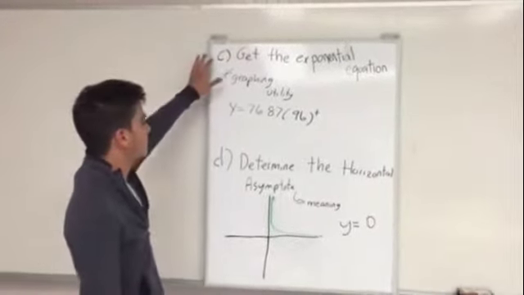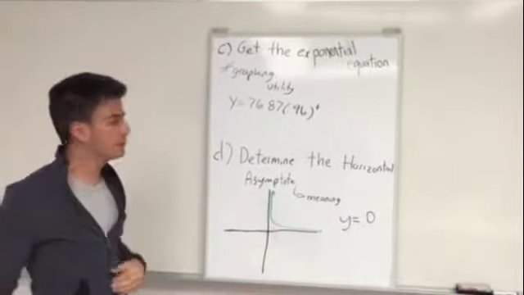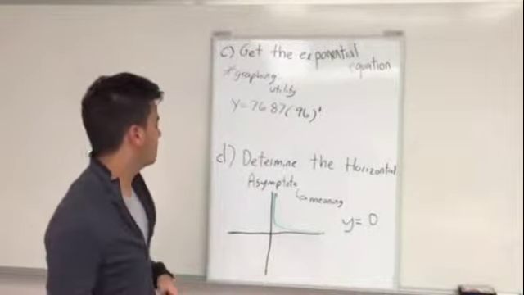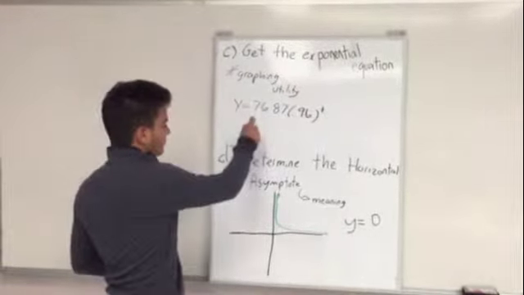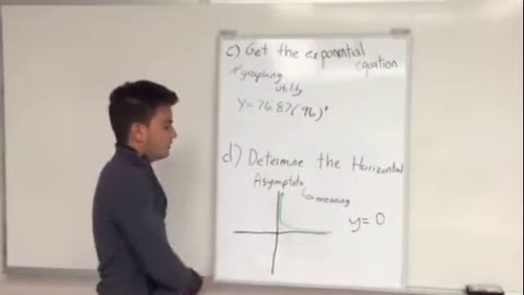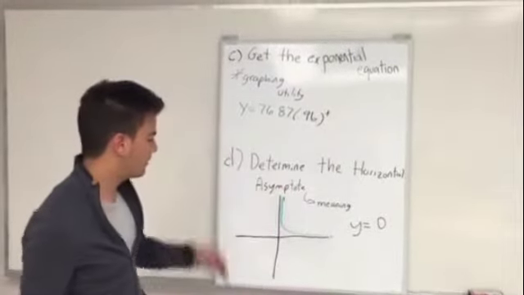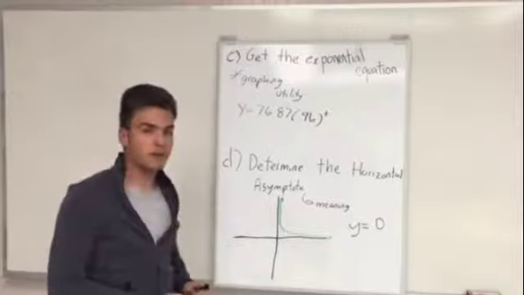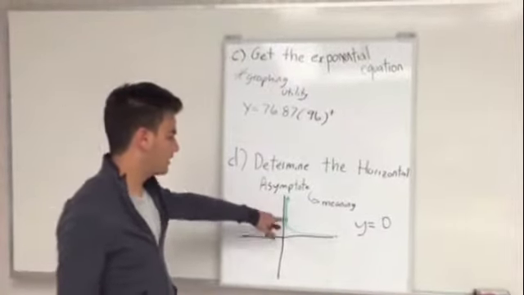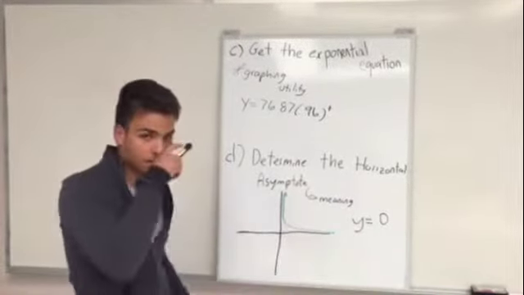Part C of problem number 4 is to get the exponential equation using the graphing utility. We use a calculator on the computer and we get that the equation is this one. Part D is to determine the horizontal asymptote. The horizontal asymptote is y equals 0. The meaning of this is that the price of the car will never get to 0. It will be decreasing at all times, but it will never touch the line on the x-axis.